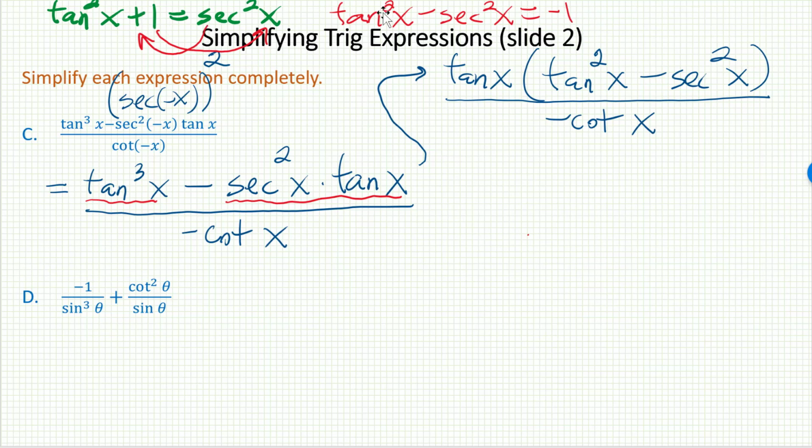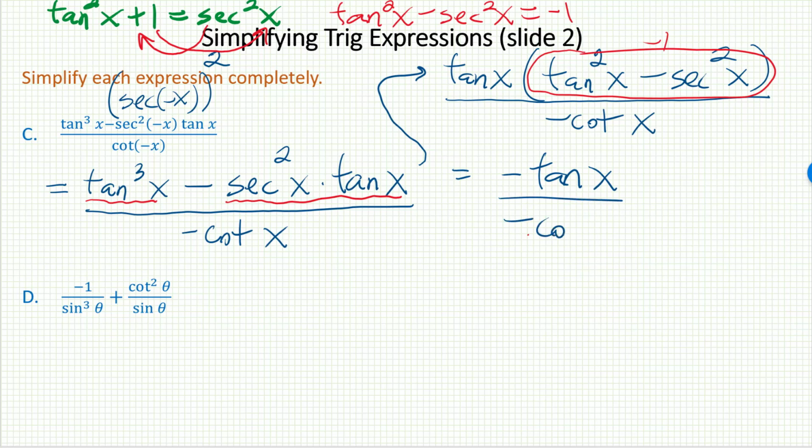Well look, from that identity, tangent squared x minus secant squared x is equal to negative 1. This parentheses right here is equal to negative 1. So in my next step, I now have tangent x times negative 1, which would be negative tangent x, over negative cotangent x. Obviously, the negatives cancel out. A negative divided by a negative is a positive.